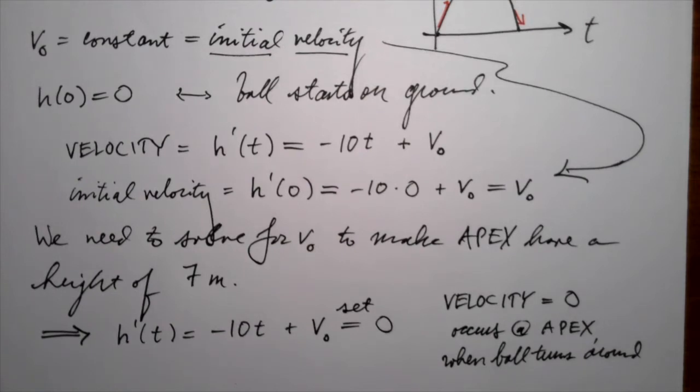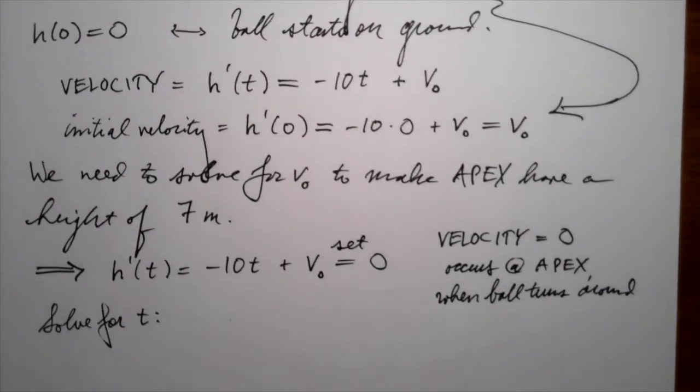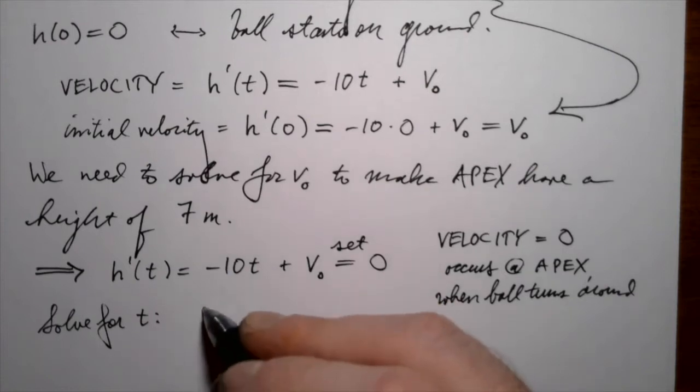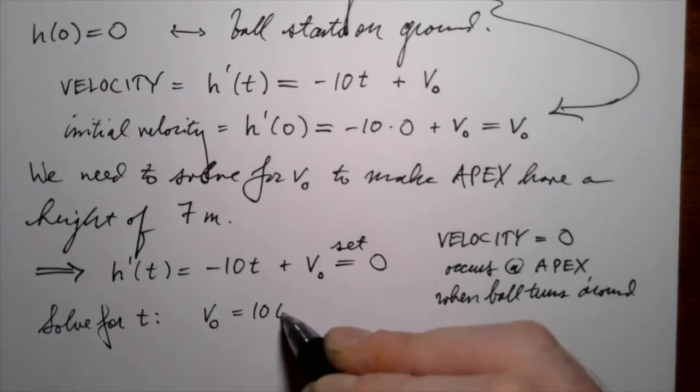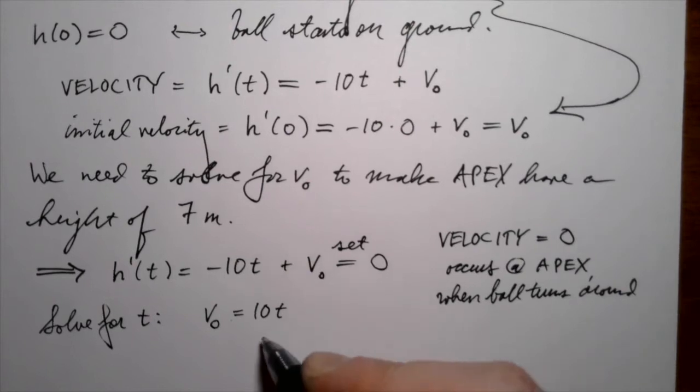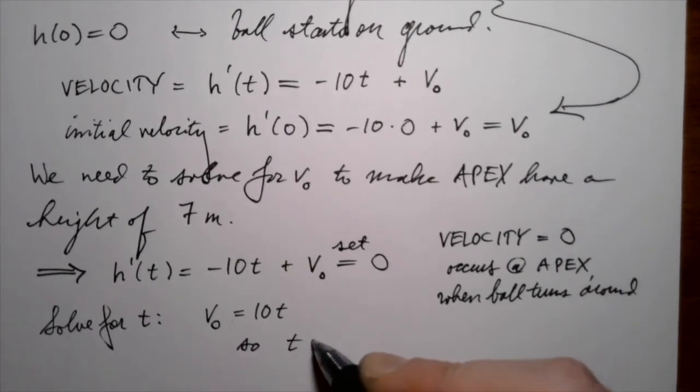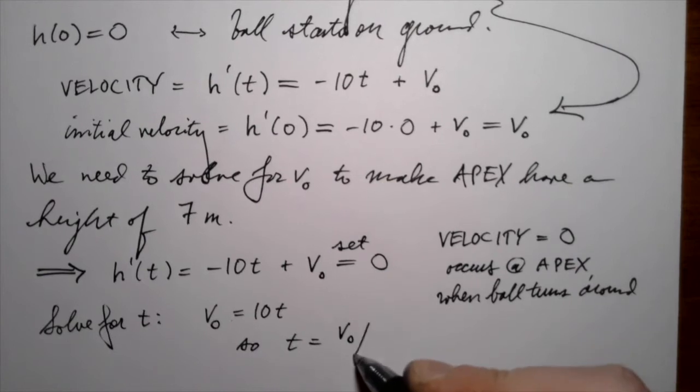And this is fantastic because this is an equation that we can actually solve. And you might say, hey, I'm going to solve for v0, and that's cool. You could solve for v0, but actually I want to solve for t in terms of v0. This is going to be a multi-step process. Let's first solve for t. If you move the minus 10t to the right-hand side, you'll get that v0 is equal to 10t. And so, what's t itself? It's just v0 divided by 10.